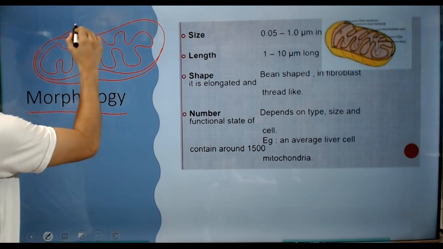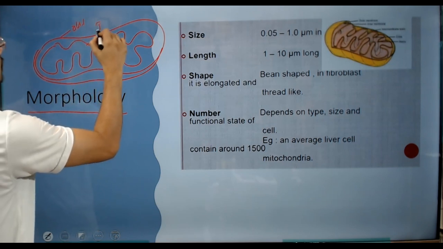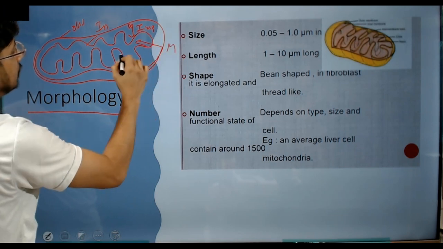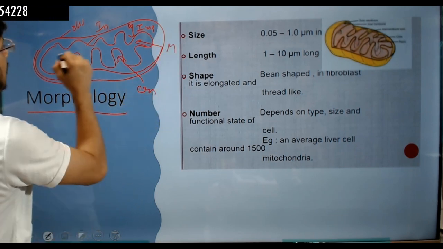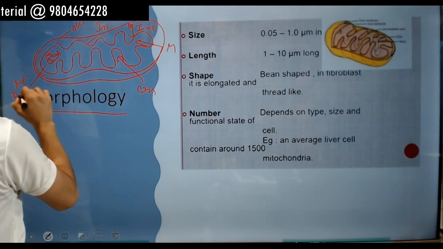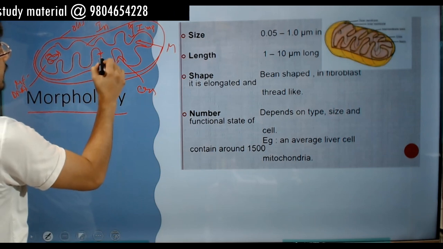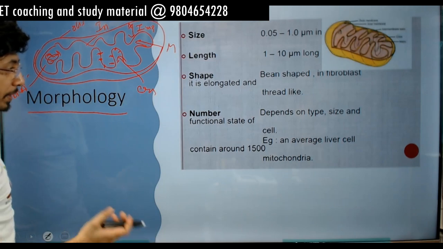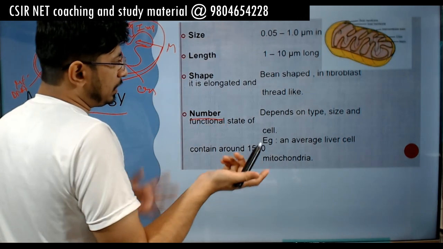And this is the outer membrane, this is the inner membrane, this is the intermembrane space, this is the matrix, and remember this is cristae. Their genome, mitochondrial DNA, is there inside, and there are different enzymes present in the inner mitochondrial membrane, which we will see in a moment. The number depends on the cell type.